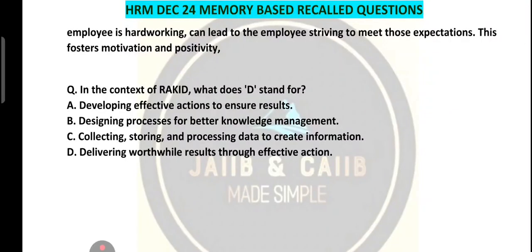Yes, this is correct, because let me explain with a super simple example. Imagine you are running a shop. You collect data like how many customers came in, what they bought, at what time they bought. So when you store and analyze this data, you turn it into useful information like knowing your busiest hour or top selling product. So that is exactly what D in RACID stands for: data, and how we use it to generate information. Option C is the correct answer.